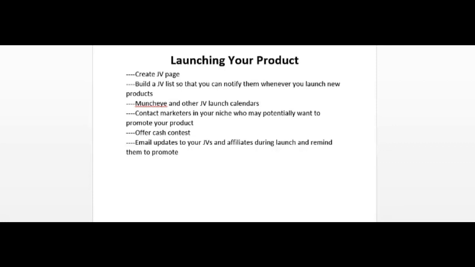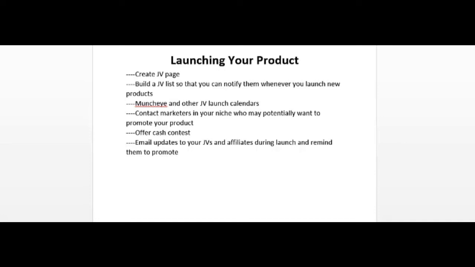If they don't have a JV page, chances are I'm not going to promote the product. Although I have promoted products that do not have JV pages, if they have a JV page, the more likely I'm going to promote their product. I scan JV launch calendars such as Muncheye for products to promote, and that's what I recommend you do.